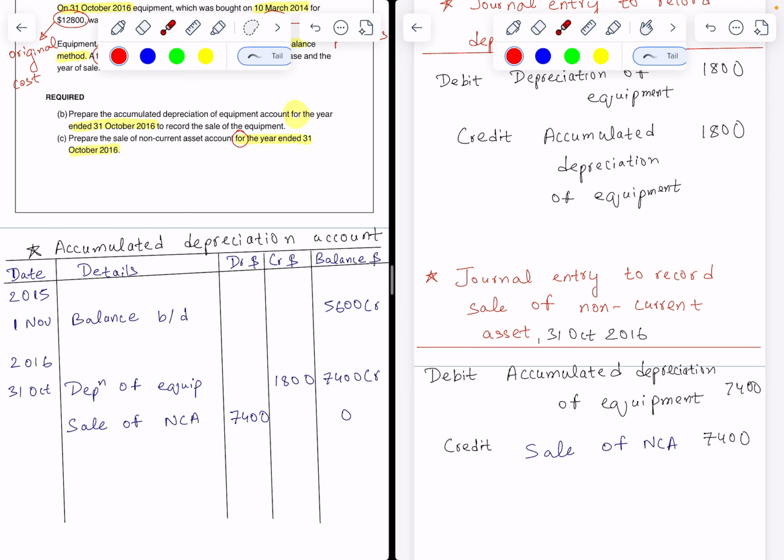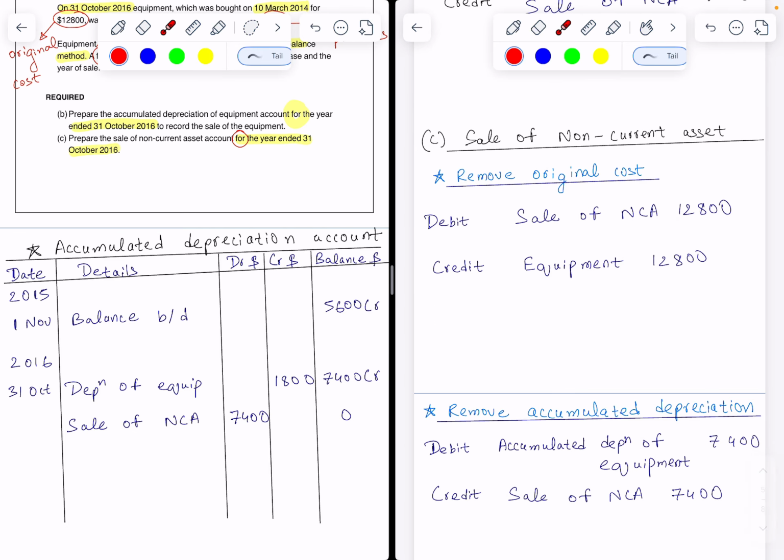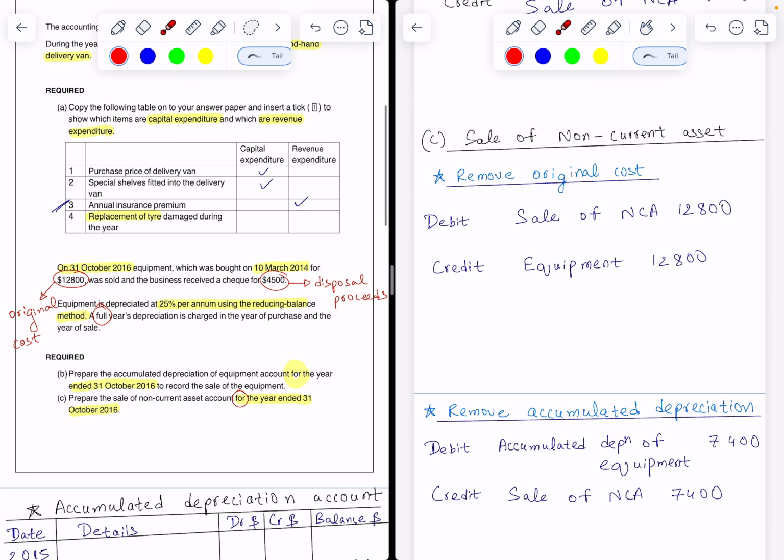So when you're ready, we will now prepare the sale of non-current asset account for the year ended 31 October 2016. Now the sale of non-current asset account is done in multiple steps, but I need you to first understand the journal entries that could explain how the ledger account is constructed. First of all, when you're preparing the sale of non-current asset account, you want to remove the original cost of the asset which you have sold.